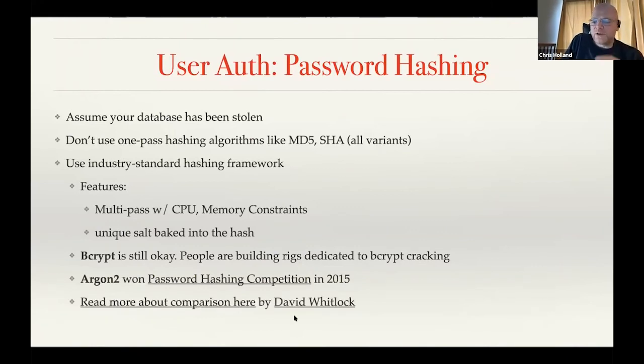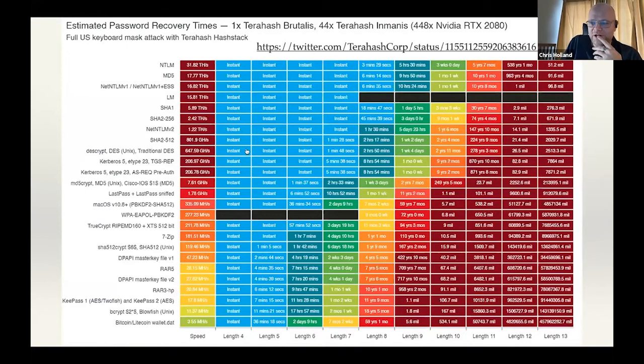There's a great article here by David Whitlock that compares these different hashing algorithms. And so for now, bcrypt is still good. All right. So I highly recommend following a company on Twitter called TerraHash Corp.